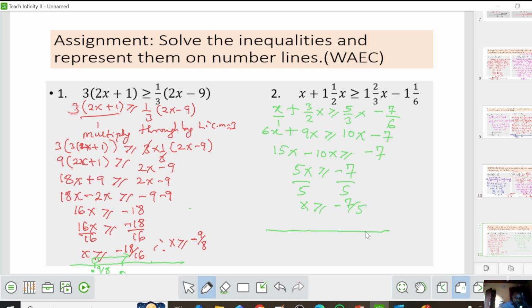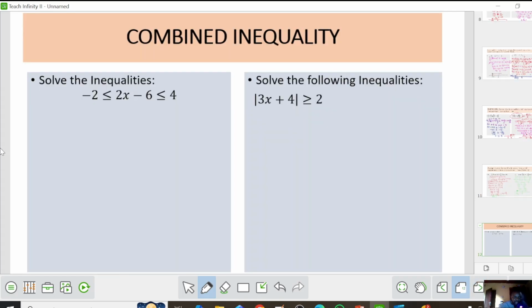By representing it on the number line, it's 0. So minus 7 over 5 will be here, which is approximately minus 1 point something. Then put your value there. Greater than or equal to, it will be shaded. The shaded greater than goes to the right. So you put your value of x. So that's for that. I think we stop here for the simple linear inequality.